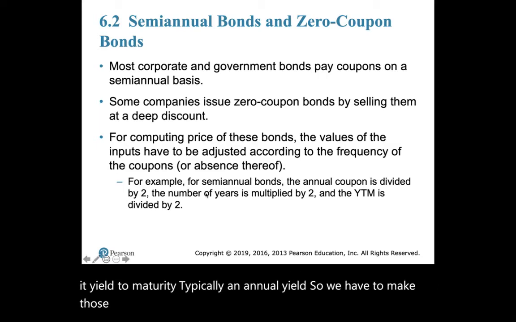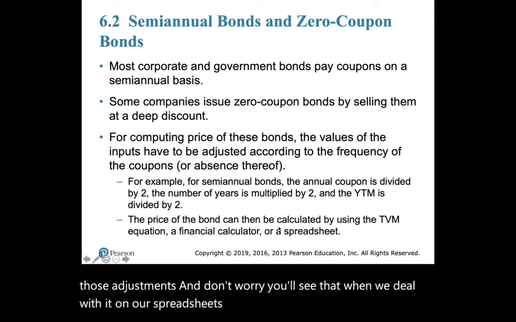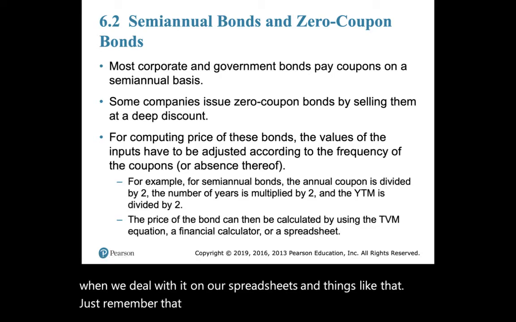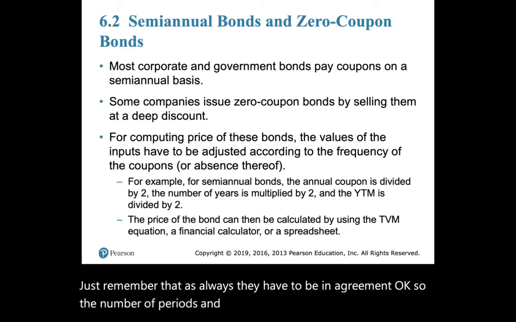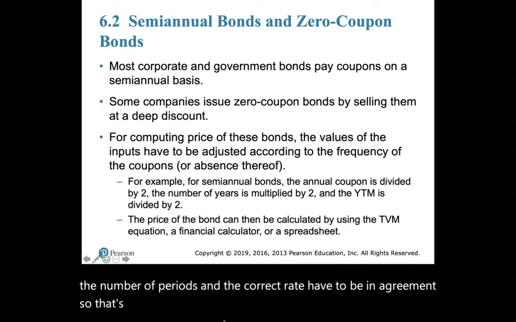And don't worry, you'll see that when we deal with it on our spreadsheets and things like that. But just remember that as always, the number of periods and the correct rate have to be in agreement. So that's important to know for semi-annual bonds.